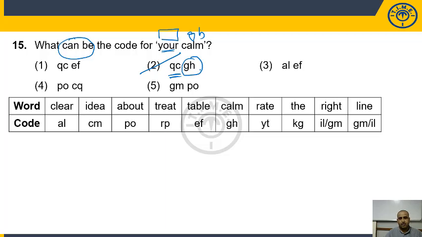Now look at all these 5 questions. Once you can solve the entire set, all these 5 questions can be completed in less time. This entire set took not more than 2 minutes to solve, and 5 questions in 2 minutes is a very good score. Okay. Now let's move to the next.